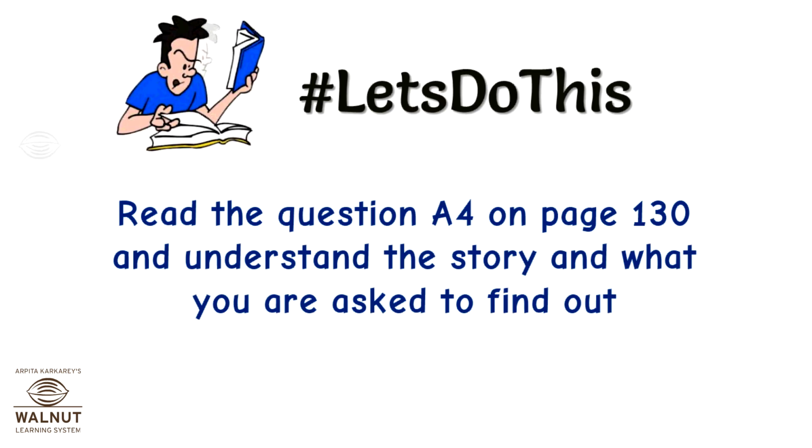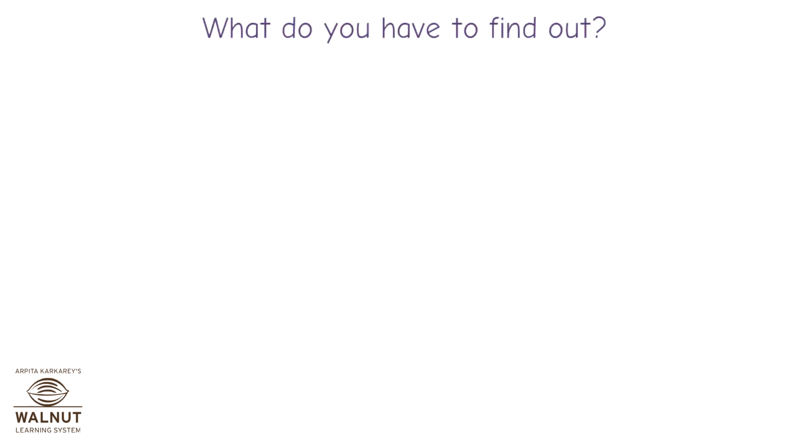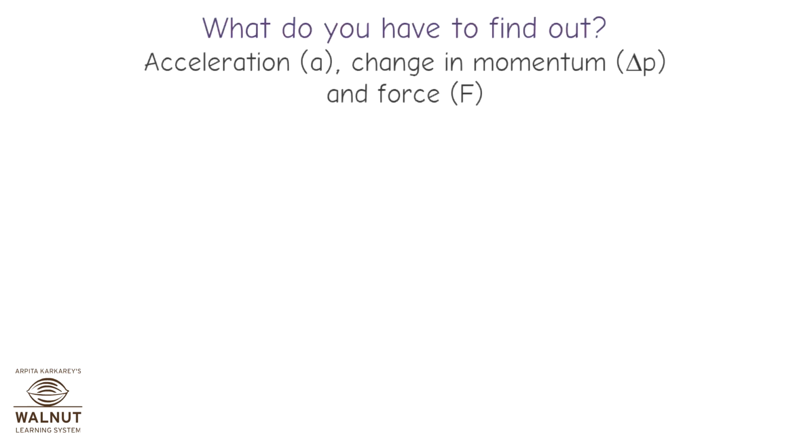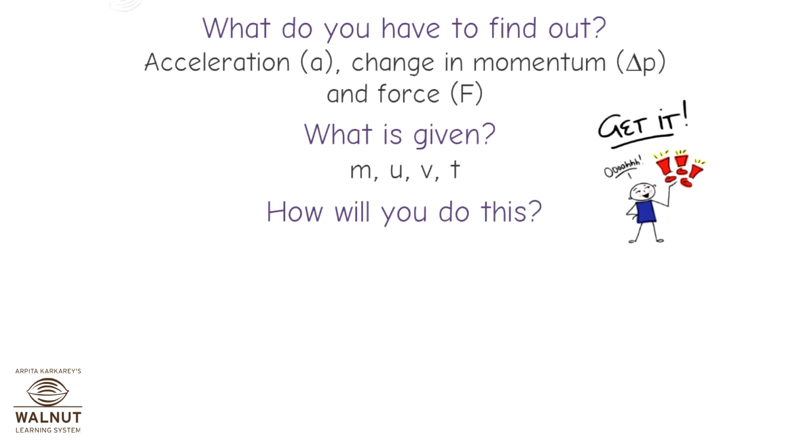Read the question A4 on page 130. Understand the story and what you're asked to find out. What do you have to find out? Acceleration a, change in momentum delta p, and force F. What is given? m, u, v and t. How will you do this? Using u, v, t, find a. Delta p is equal to mv minus mu. Therefore, F is equal to ma.